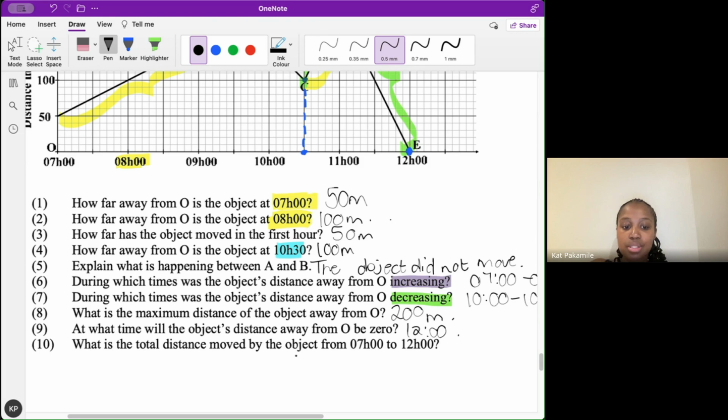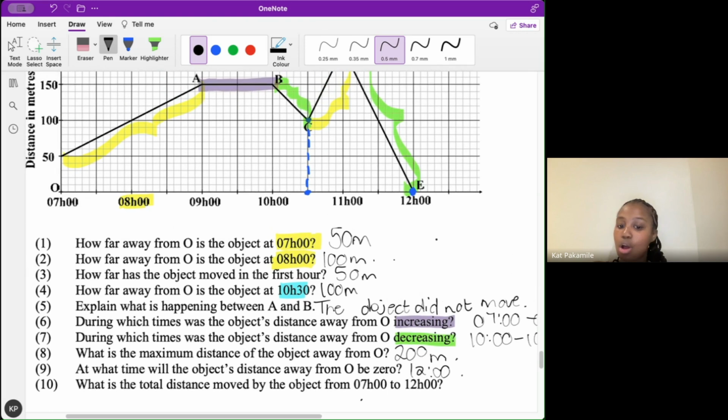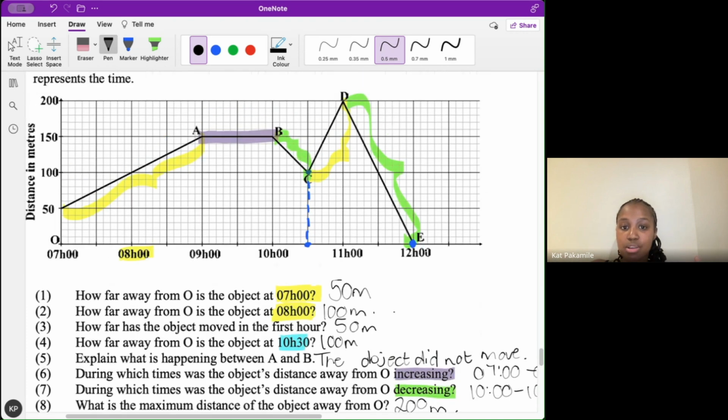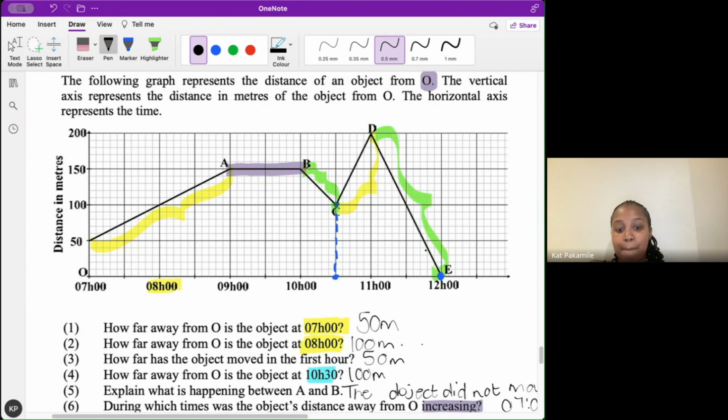What is the total distance moved by the object? Not from O. It just says the total distance it moved from 7 to 12. How do you guys think we will do this? The total distance it moved. Nice. We have to add. So when it was increasing, how much did this object move? So from the beginning to A, how many meters did this object move in total? Look carefully. The beginning was at 50 meters, guys.